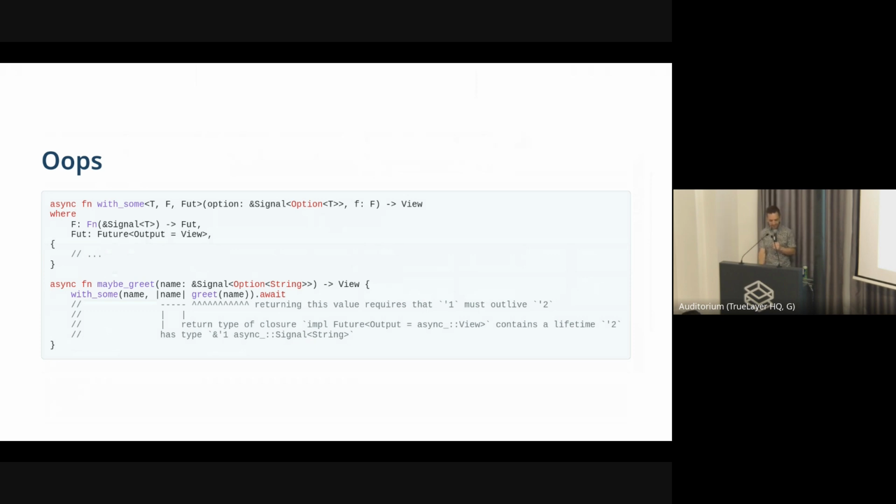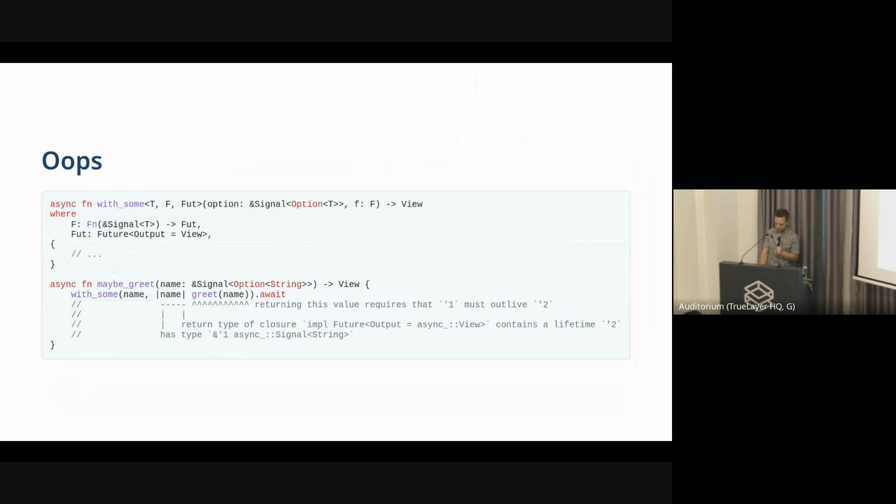The problem is that the closure that we pass in has to work for any lifetime for the signal that it takes in. So in our example, where we use it, that name parameter has some unknown lifetime, and the future that we return depends on what that lifetime is. But when we define with_some, we just have a single type parameter that has to be independent of the lifetime. It just has to be a single type. And so that's not possible, and that's why Rust tries to infer it to be a single type, and then you get this error.